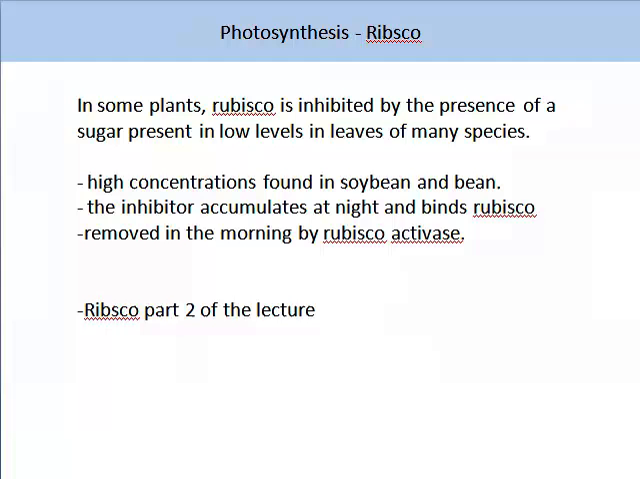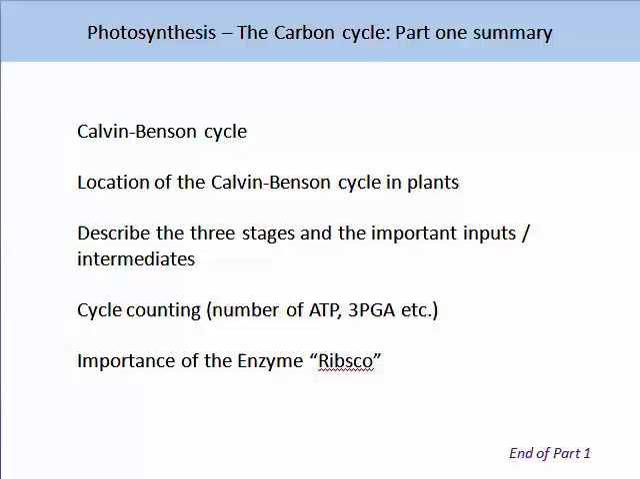In part 2 of the lecture on the carbon reactions, we will look at rubisco in a little bit more detail. So that brings us to the end of part 1, photosynthesis, the carbon cycle. This slide will summarise some of the points that I hope you learnt in this lecture. You will understand that there is a cycle that occurs in the stroma that allows plants to fix or capture atmospheric CO2 and convert it into sugars that are important for the plant's growth and development.